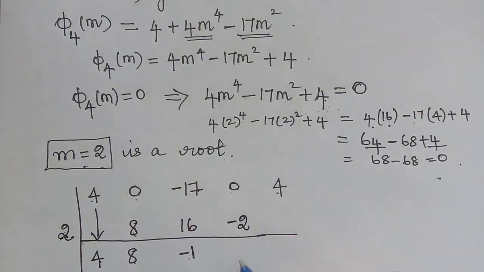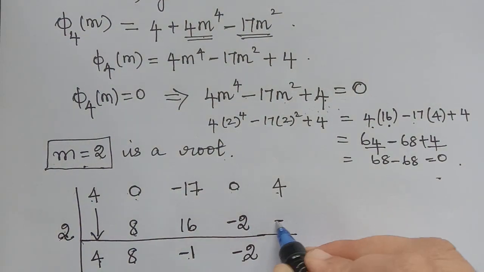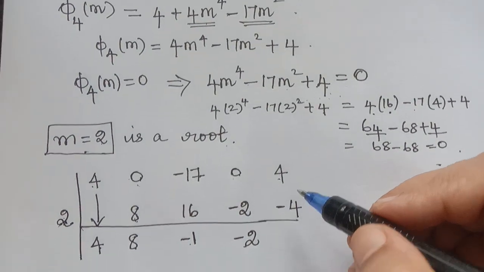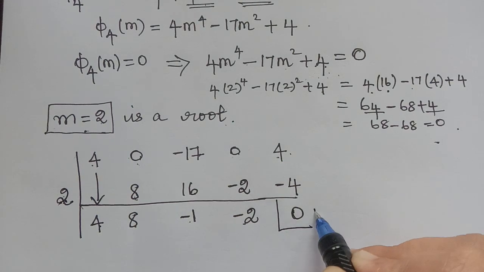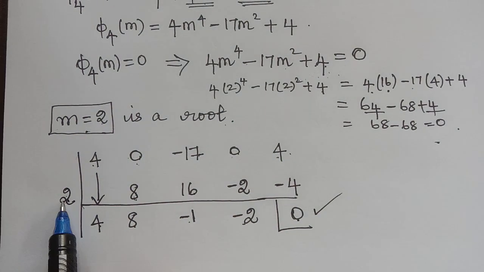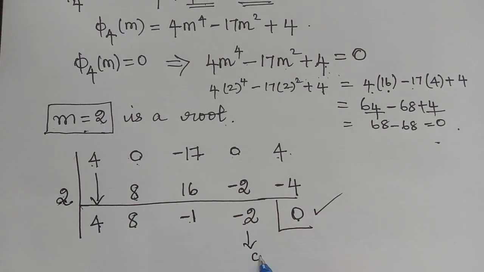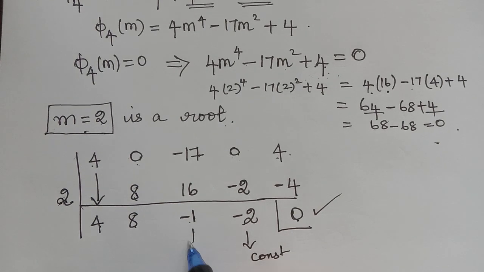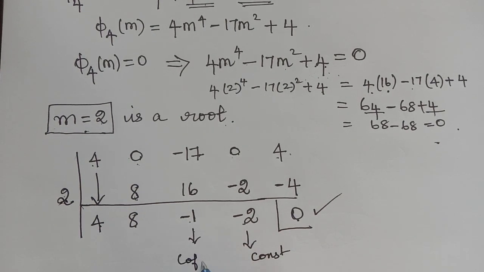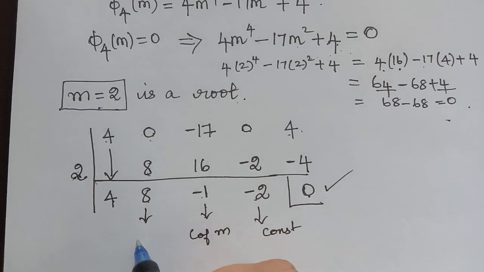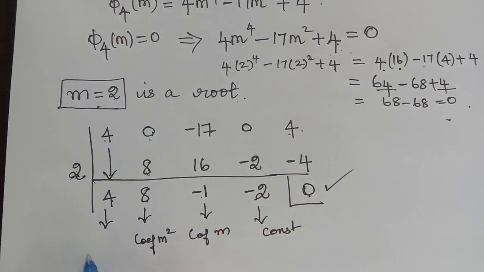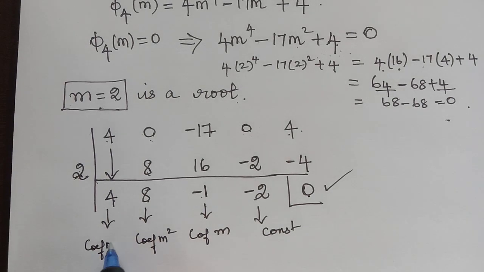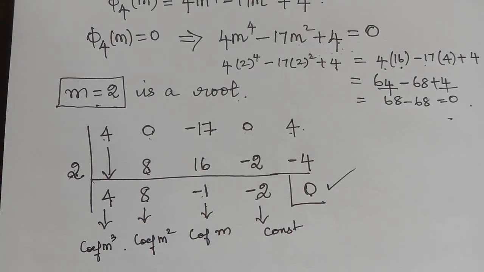So 0 minus 2, minus 2. Minus 2 multiplied with 2 is minus 4. So 4 minus 4 is 0. So we have got 0. The remainder is 0, and obviously 2 is a root. And this term will be a constant term. And this term will be coefficient of m. And this will be coefficient of m square. And this will be coefficient of m cube. So let us take and write that.